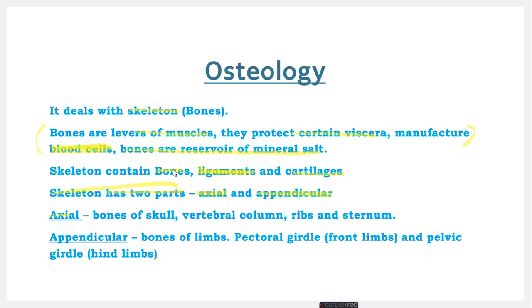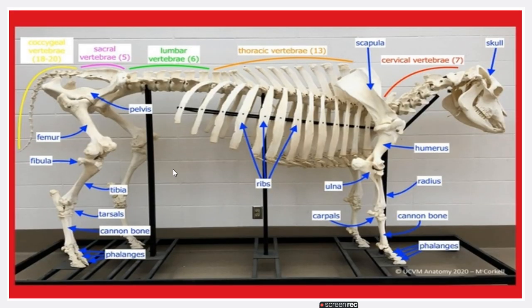The axial skeleton contains the bones of the skull, the cranial bones, facial bones, and the vertebral column, rib bones, and the sternum as well. While in the appendicular skeleton, there are the bones of the limbs, right? There are two limbs, front and back, or hind limb. The front limbs are studied under the pectoral girdle, while the hind limbs are studied under the pelvic girdle, right?